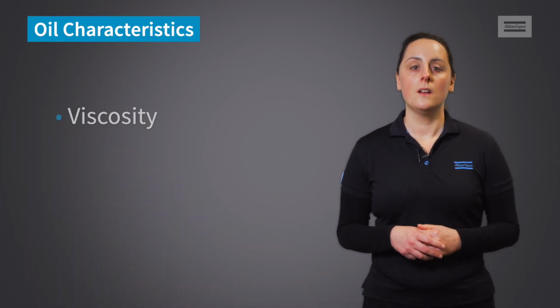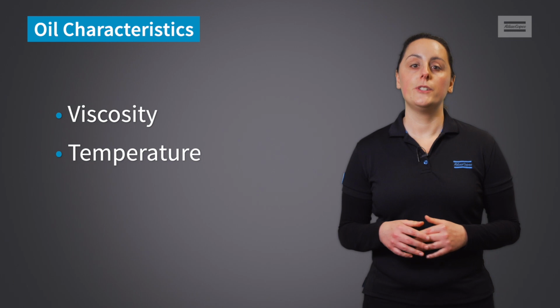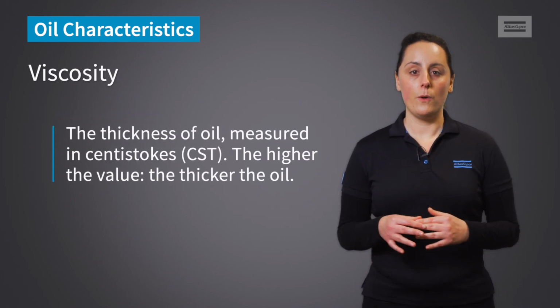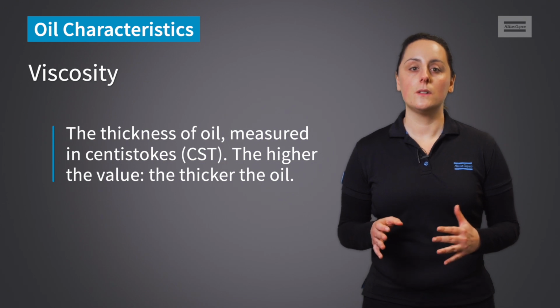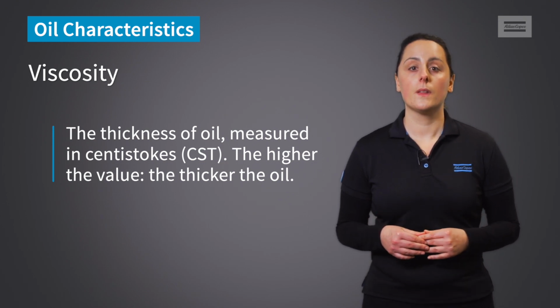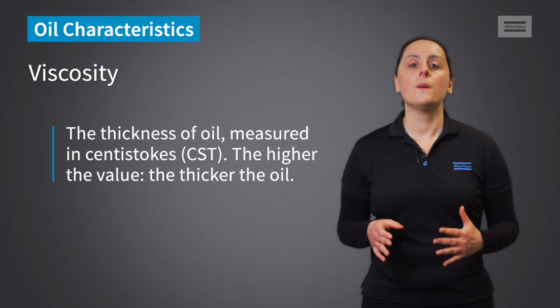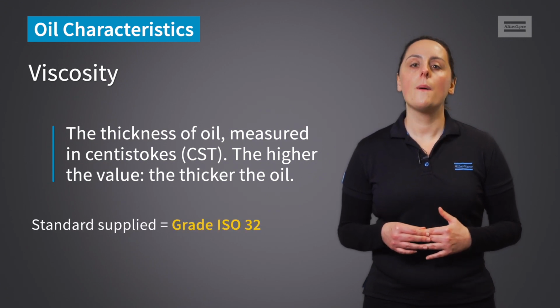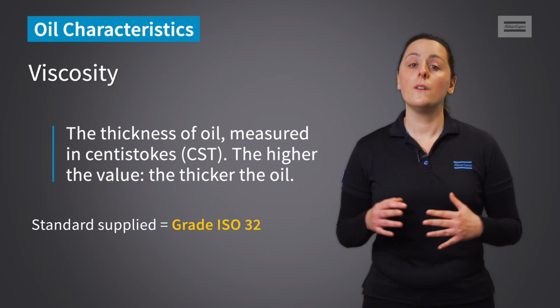Oil has certain characteristics that we need to consider: viscosity and temperature. The viscosity is basically the thickness of oil measured in centistokes, cSt. The higher the value, the thicker the oil. The standard supplied is grade ISO 32 mineral oil. 32 centistokes at 40 degrees.